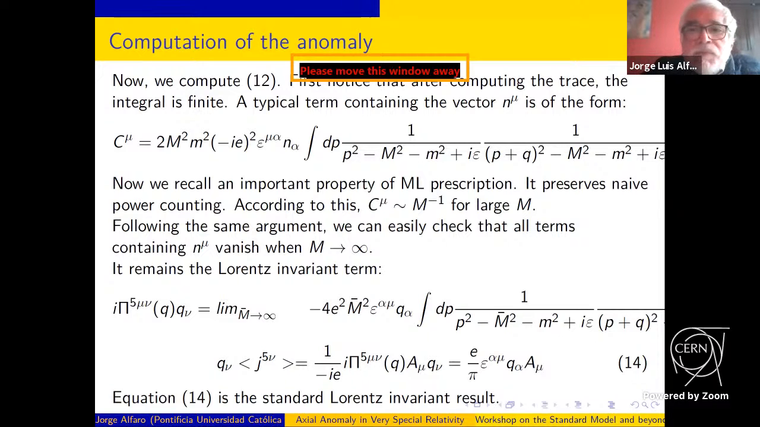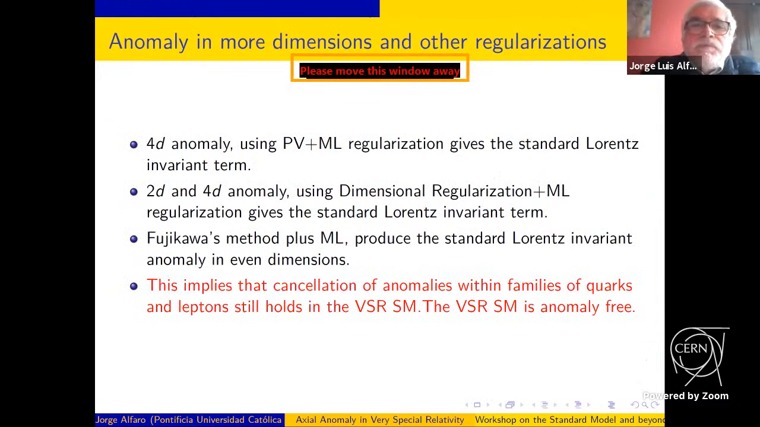I want to emphasize the main point of this computation: it is based on the fact that the infrared divergence is regularized using the Mandelstam-Leibbrandt prescription, which preserves naive power counting. That is the main property we are using. If you use a different regularization in the infrared, you will get a different result, but you will not preserve naive power counting.